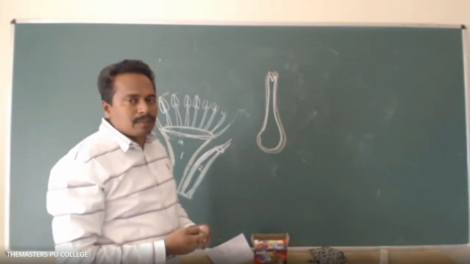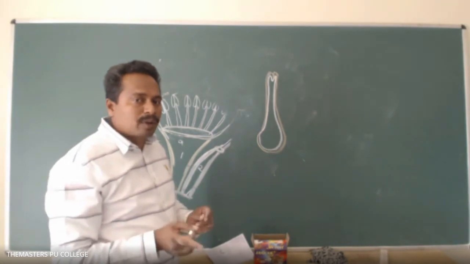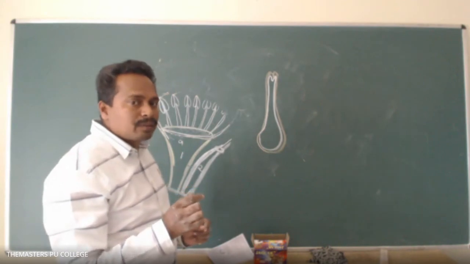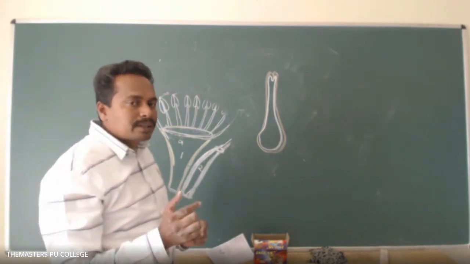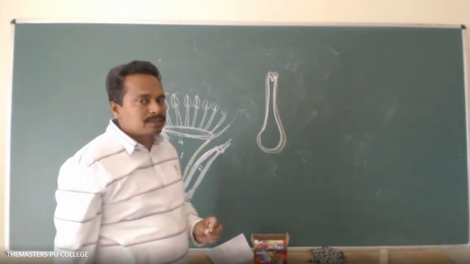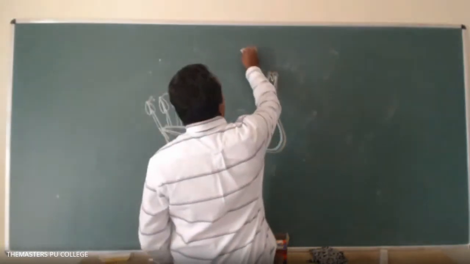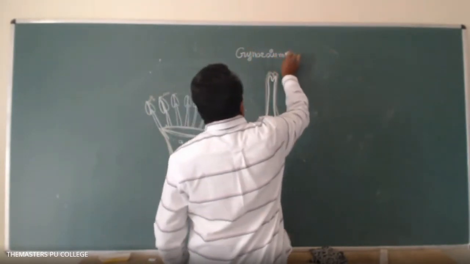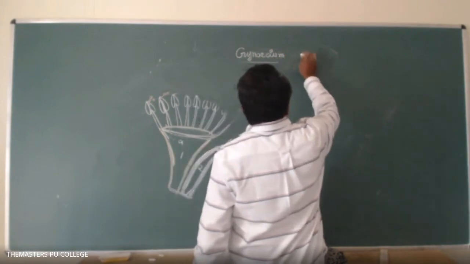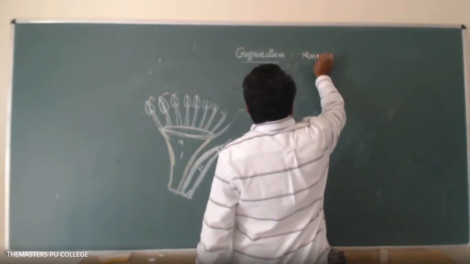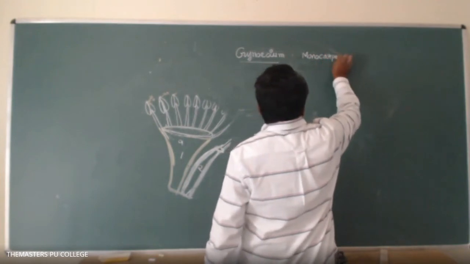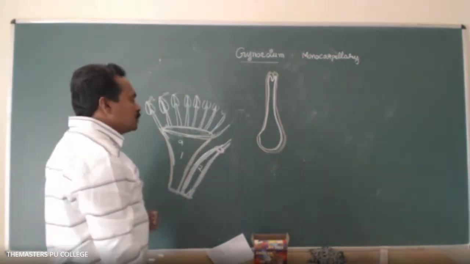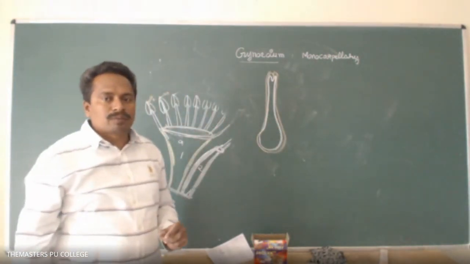Based on the number of carpels, gynoecium is differentiated into monocarpellary and multicarpellary gynoecium. Monocarpellary gynoecium consists of one carpel. Multicarpellary gynoecium consists of more than one carpel. So in the monocarpellary gynoecium, one carpel is present.